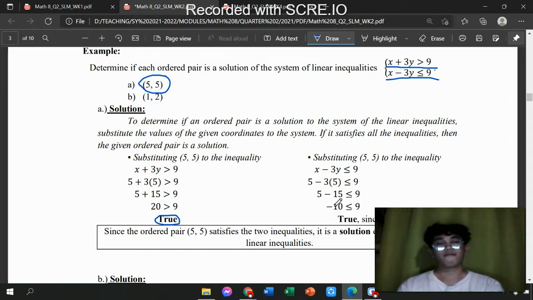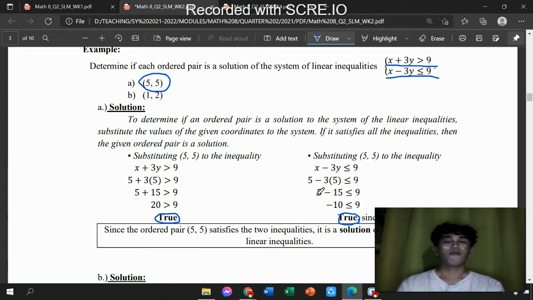Is it true that negative 10 is less than 9? Of course, it's true. So since duha man ka true, ni-satisfy ang given ordered pair sa duha ka linear inequality, so that means that it is a solution of the given system of linear inequalities. So kung nahitabo pa nga false ni siya, that means 5 and 5 is not a solution of this system of linear inequalities.